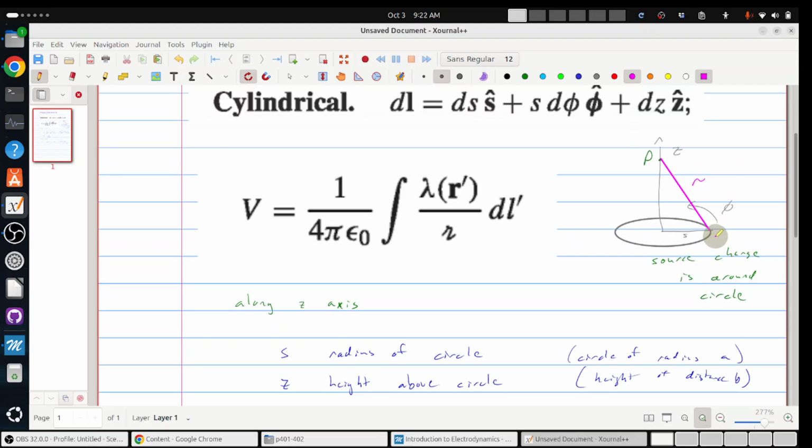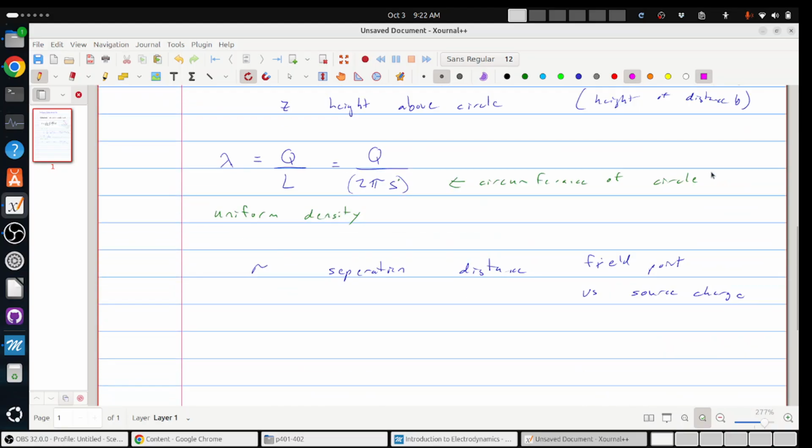That separation distance is the hypotenuse of a right triangle, which has z on the vertical side and s on the bottom side. So for this particular problem, r is going to be the square root of s prime squared plus z squared. And the z is not where the charge distribution is, so that's an actual coordinate.